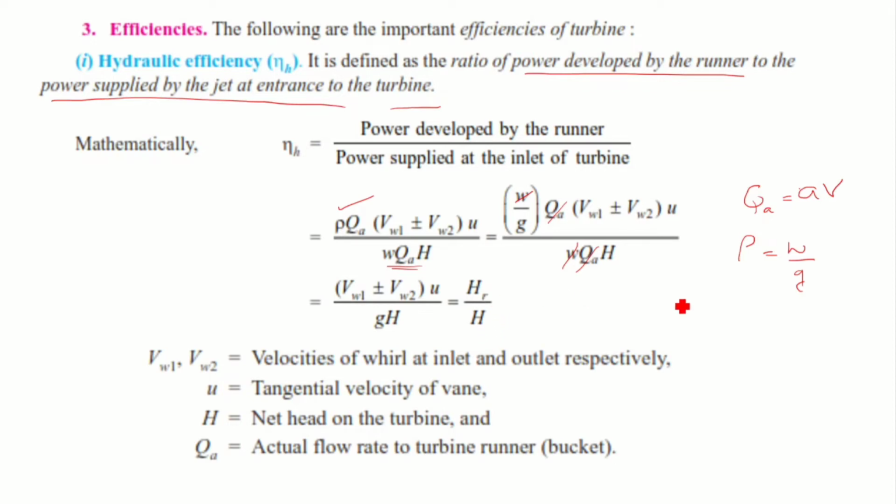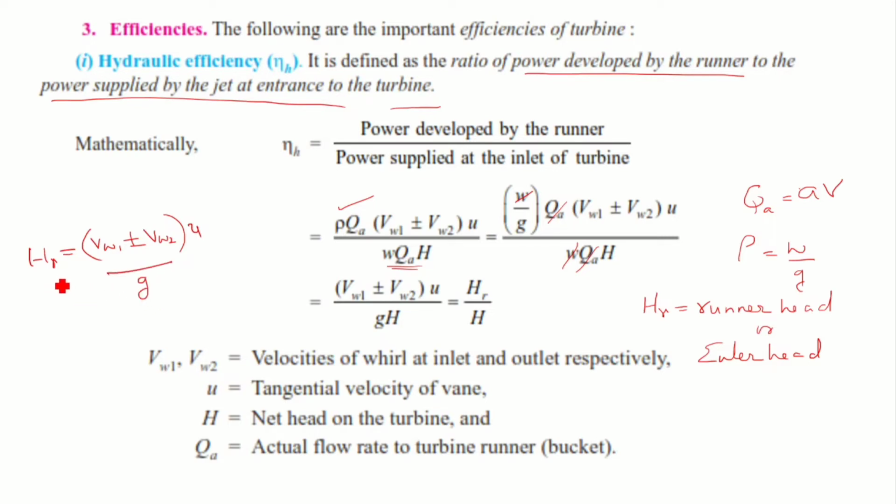So H_R is known as the runner head. Another term is there, H_R, runner head or Euler head. It is known as Euler head. So how will you take H_R? The value of H_R will be H suffix R, not H into R. So (Vw1 plus or minus Vw2) into u divided by g gives H_R, that is the runner head.